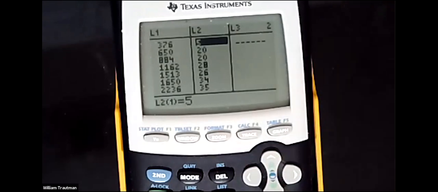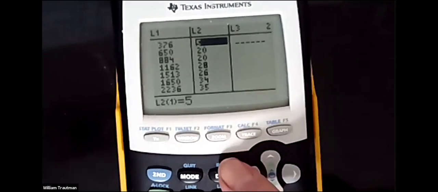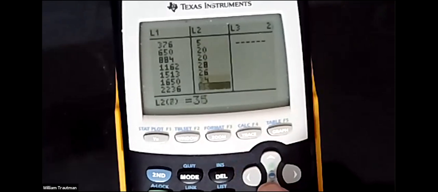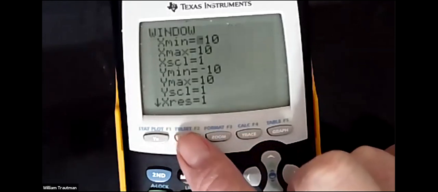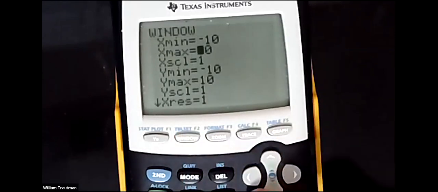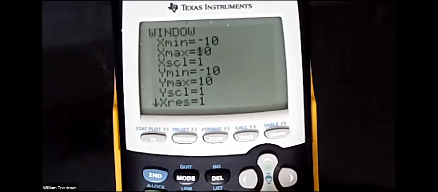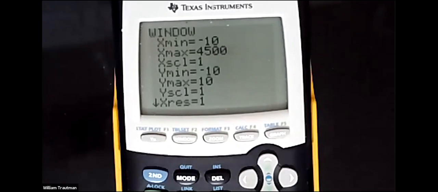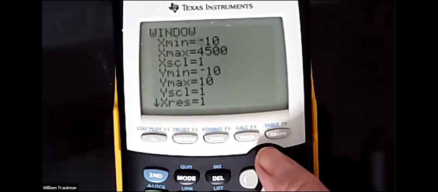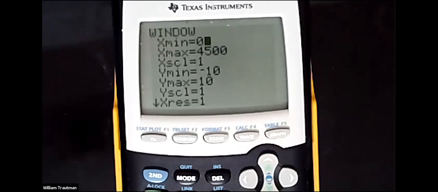So that's why I ask, what is our largest x value? Our largest piece of data, 4,010. So when we go to window, we have to pick a maximum. The highest piece of data has to be more than 4,010. I'm going to put 4,500. Now, we don't have any negative numbers here, so I'm just going to put 0 for my smallest. So my x-axis is going to go from 0 to 4,500.